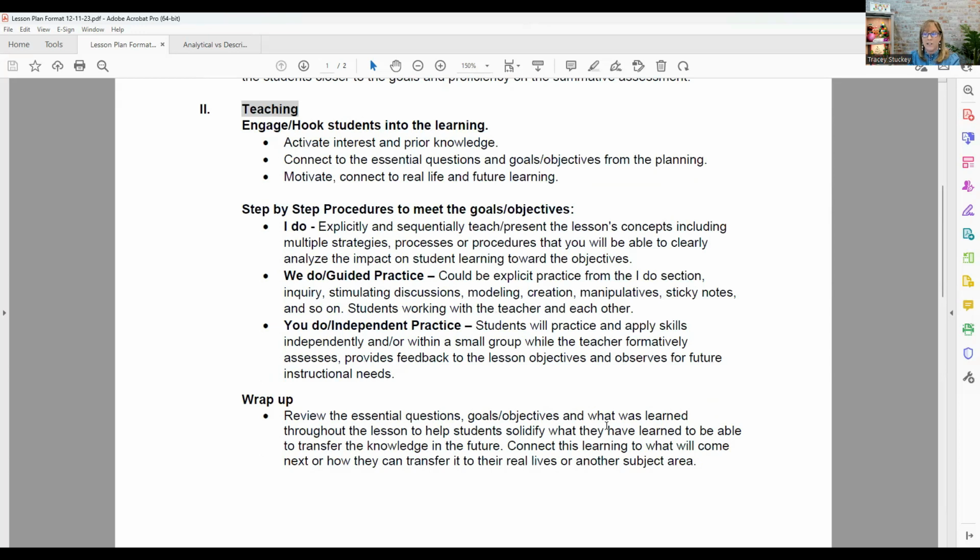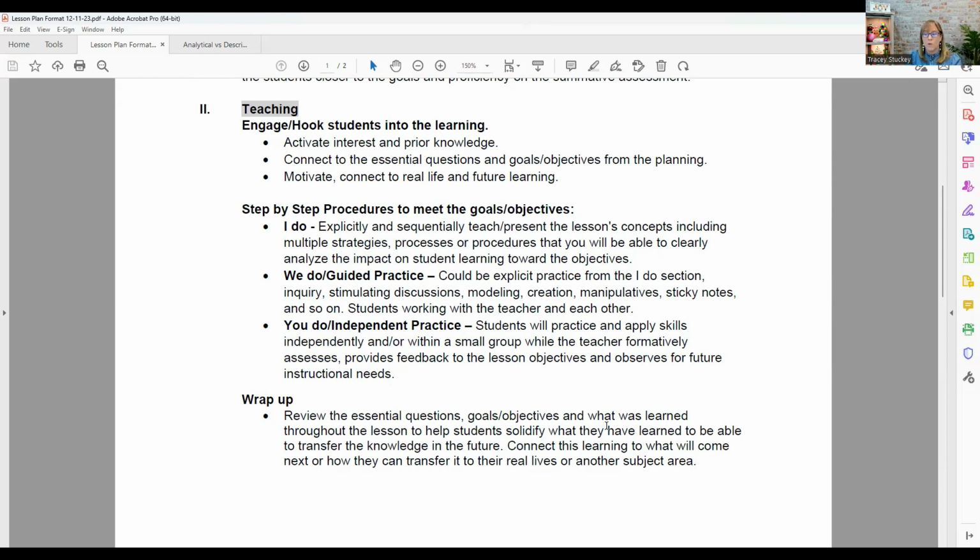This might be an I do, we do, you do type setup. You might call it teacher-directed instruction, guided practice, independent practice. You guys call this lots of different things across the country. So you need to have an order and you need to be following that within this lesson framework that you're going to be filming. And then you need to wrap it up.